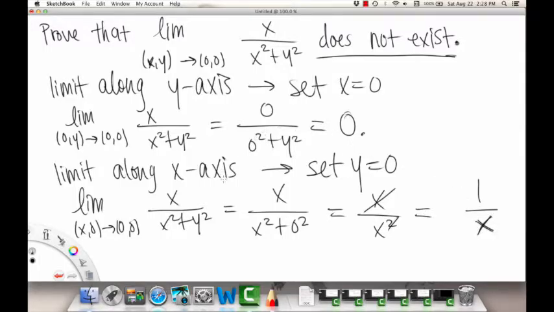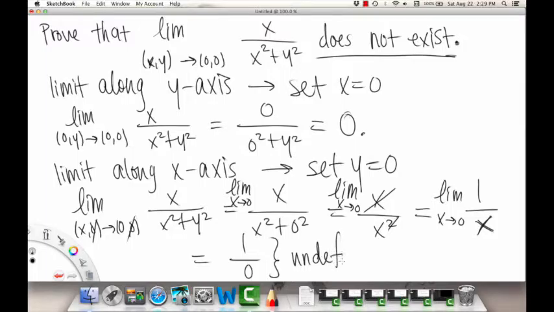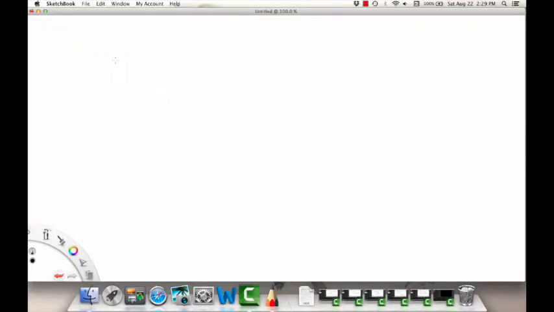I should have had the limit as x goes to 0 on all of these, because y is just 0 already, so that doesn't signify anything. So we just have x goes to 0, so this is also a limit as x goes to 0. Sorry about that. So then we end up with the limit as x goes to 0 of 1 over x, which we would get as 1 over 0, which consequently is undefined.